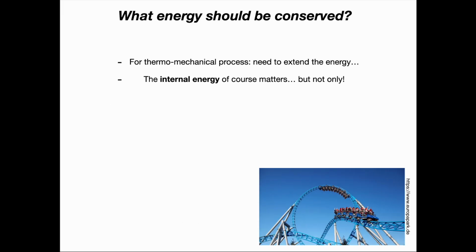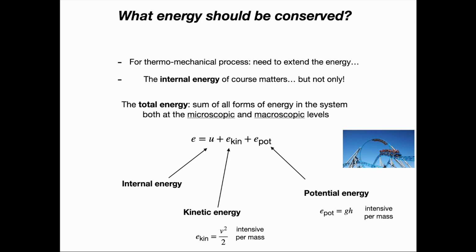So let's start with discussing the energy. Now we are talking about thermomechanical processes. We will be forced to extend the energy formulation. The internal energy will not be enough. So it matters, but remember this example from the roller coaster. We should formulate a total energy. It's the sum of all forms of energy in the system, including the microscopic contributions from internal energy and the macroscopic contribution from kinetic and potential energy.